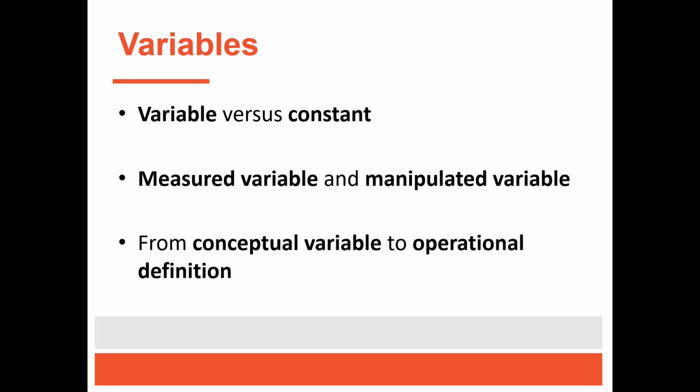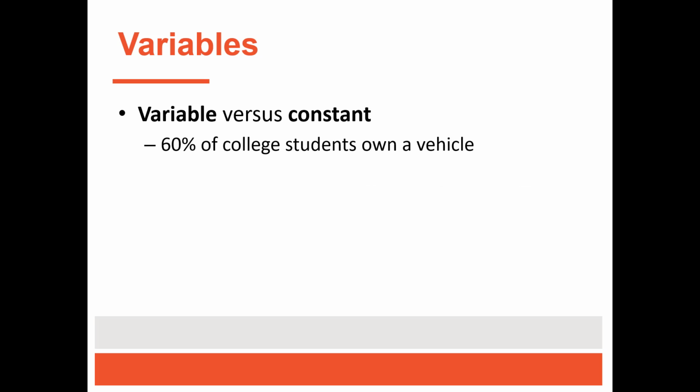So let's start off by talking about variables. A variable, just like it sounds, is something that changes or varies. Because of this, it needs to have what are known as levels. A variable must have at least 2 levels, but it may have more. For example, take this made-up statistic. 60% of college students own a vehicle. In this example, the variable is vehicle ownership. That variable has 2 levels, owning a vehicle and not owning a vehicle.